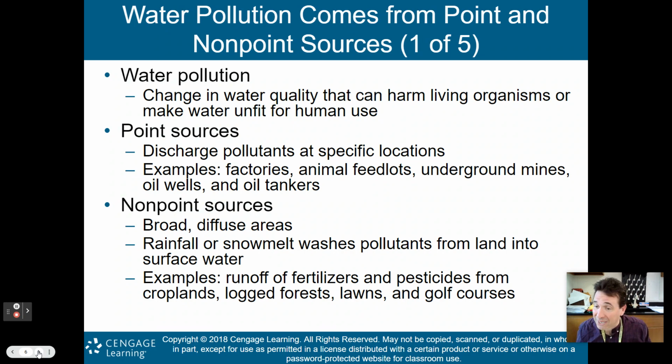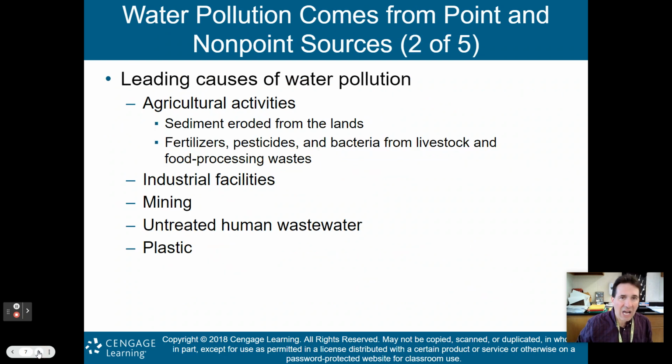Non-point sources are a bit different. So what we just talked about in the core case study of the Gulf of Mexico dead zone, those pollutants coming down the Mississippi River would be considered non-point sources. You can't pinpoint exactly where the pollution comes from. They are broad, diffuse areas. Rainfall or snowmelt washes pollutants from land into surface water, like the Mississippi River. Examples: runoff from fertilizers and pesticides from croplands, logged forests, lawns, golf courses. Again, you don't exactly know where it's coming from, and therefore we call it a non-point source.